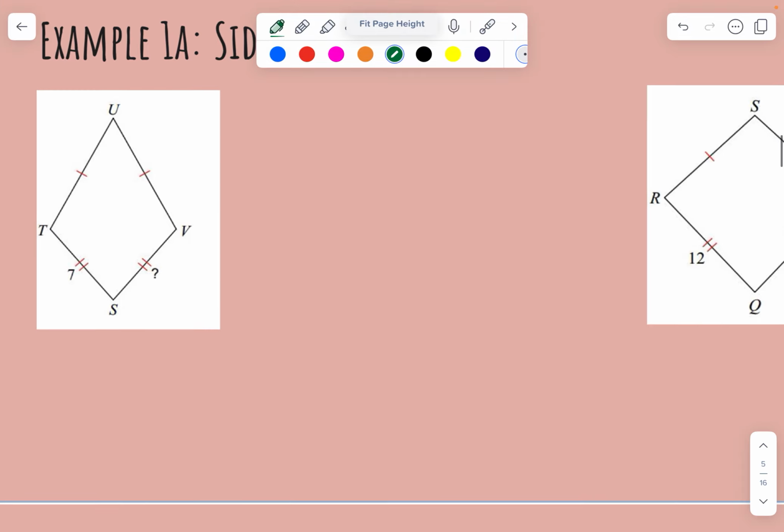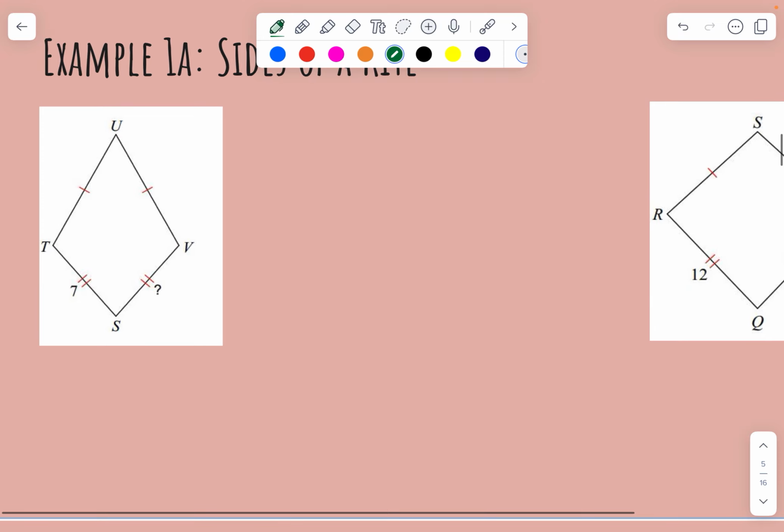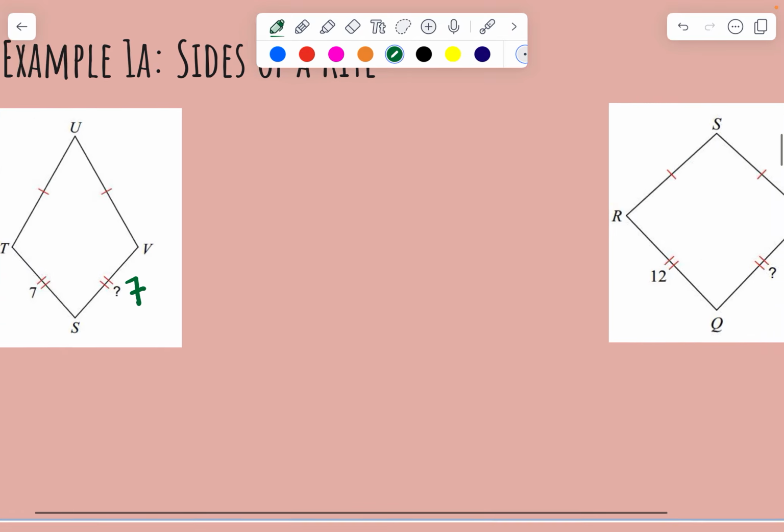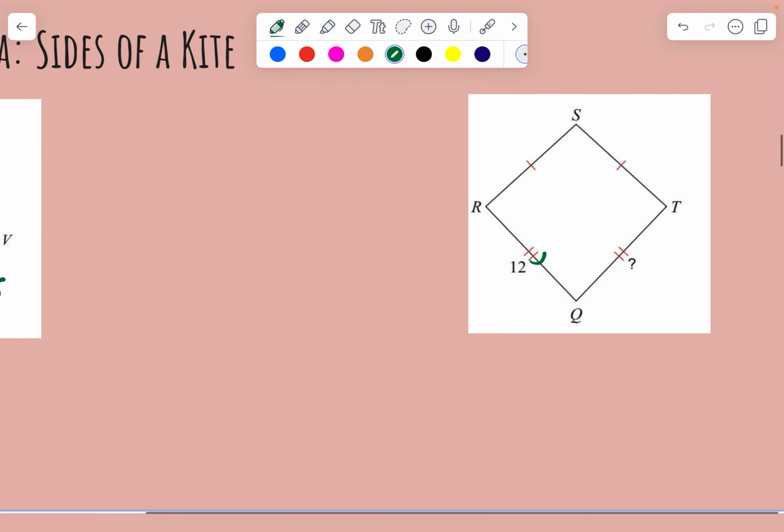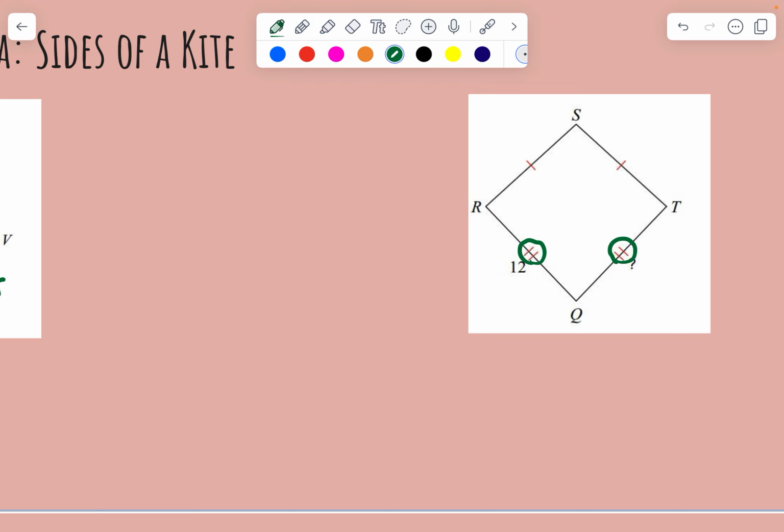So let's look at some examples with sides. I know that these two sides are equal because they both have two tick marks. So if ST is 7, that means SV is also 7. Here again, I know that these two are congruent because they both have two tick marks. So if RQ is 12, then TQ is also 12.